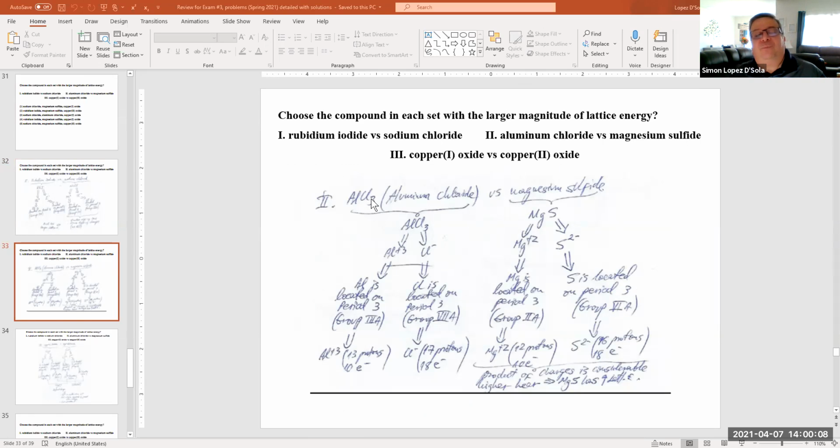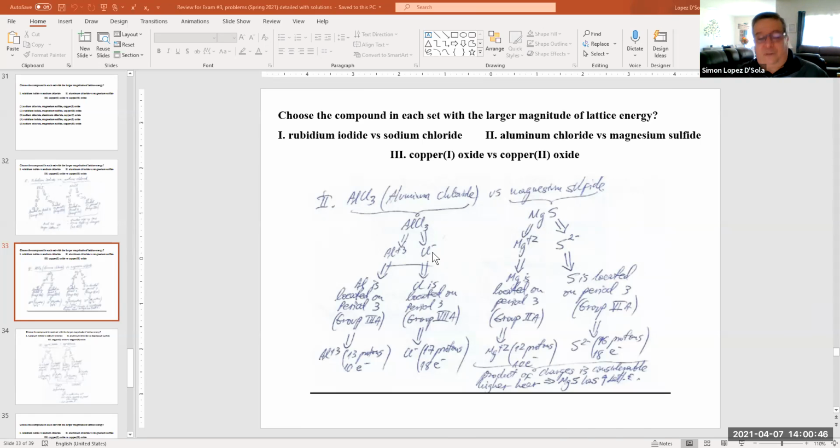If you consider aluminum chloride and magnesium sulfide, aluminum comes from the cation aluminum +3, and the chloride is Cl minus. On the right, we have magnesium sulfide, where magnesium is +2 and the sulfide is -2. So in this case you have charges of +2 and -2, and here +3 and -1. And you will say, well, how will I take the decision? Well, I need to analyze two things: the charges, and the size.